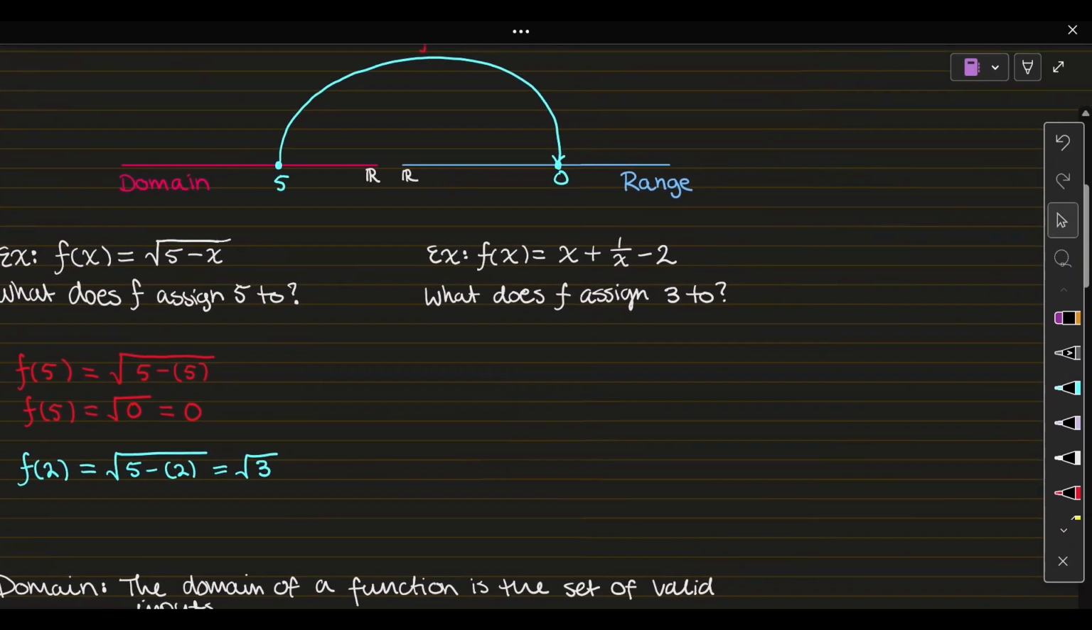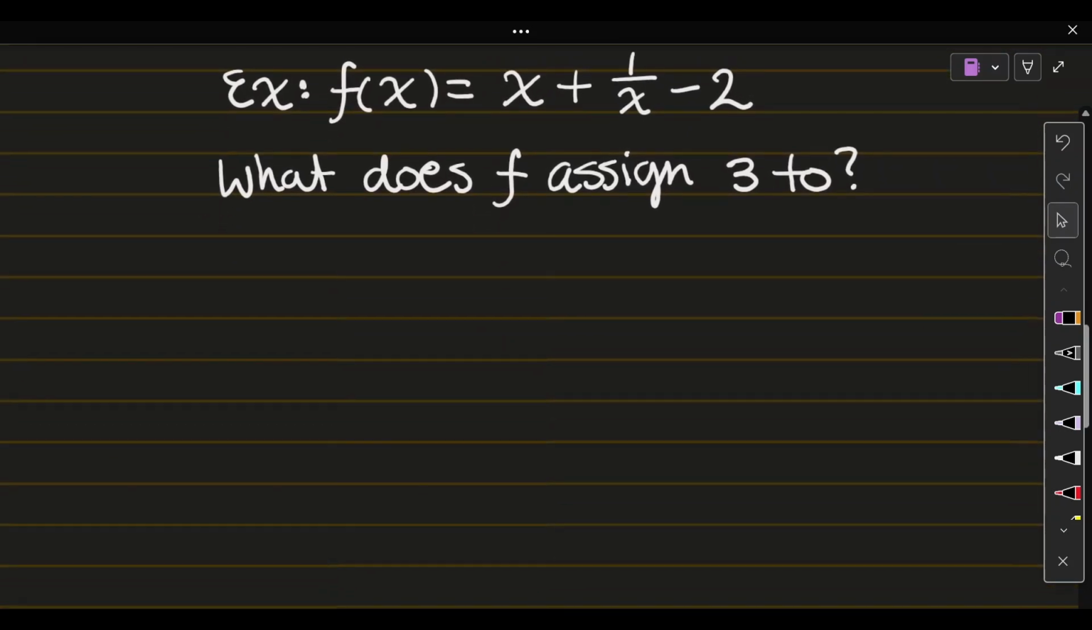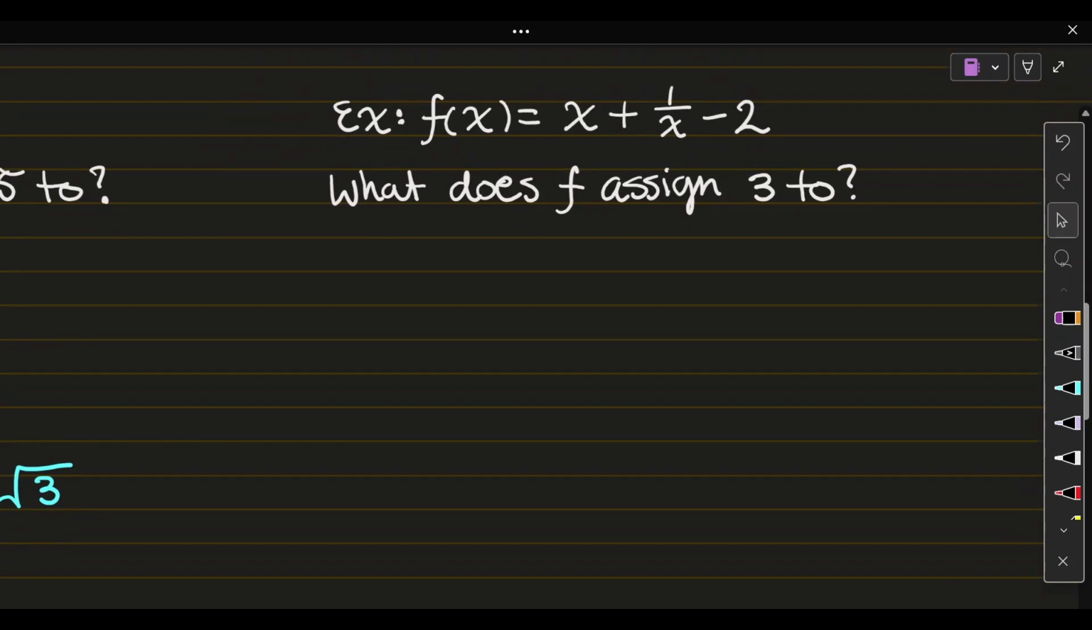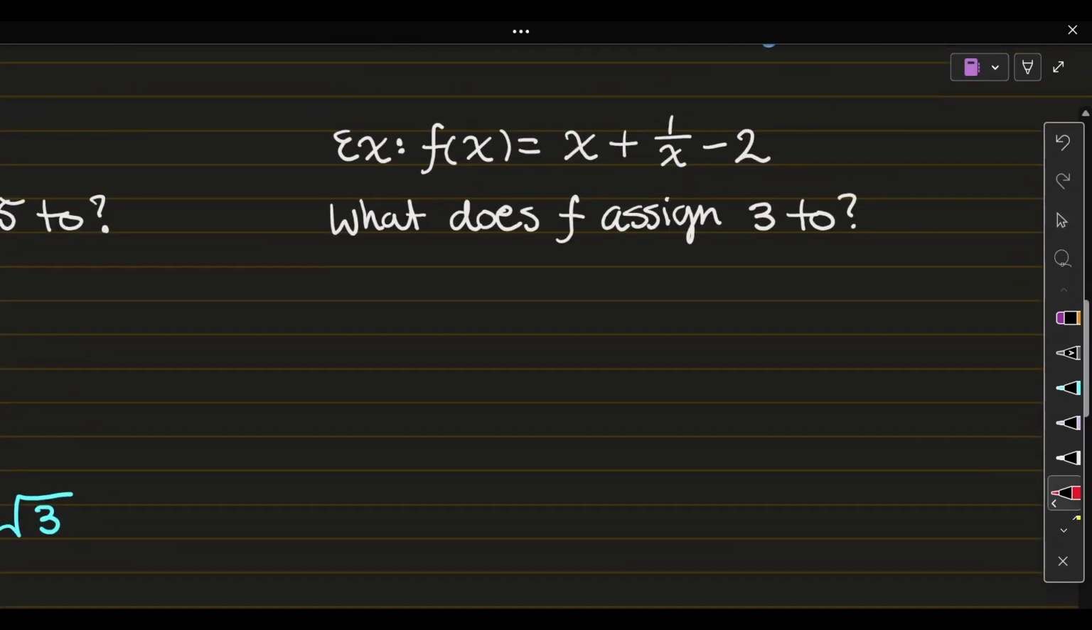Okay, let's look at another example. What does f assign 3 to if f of x is x plus 1 over x minus 2? Okay, so what do we do? We just go ahead and plug in, right? So f of 3, what f assigns 3 to, is 3 plus 1 over 3 minus 2. Okay, so 3 plus a third minus 2.